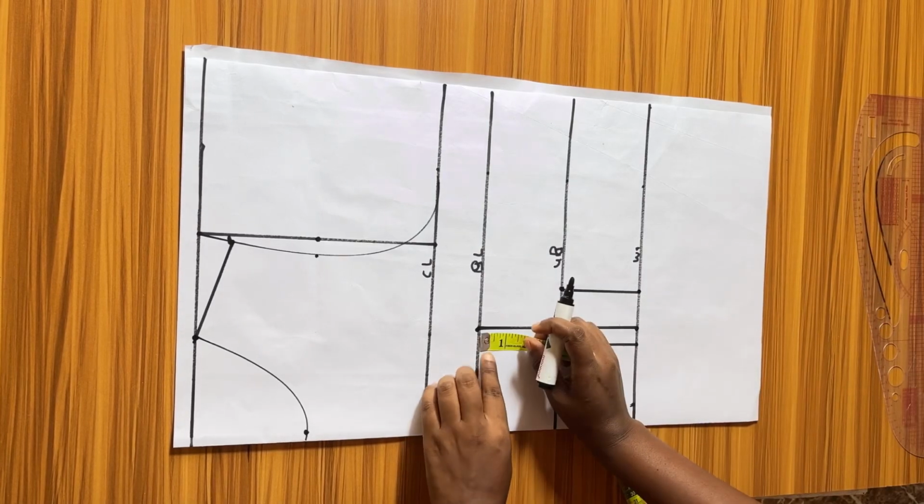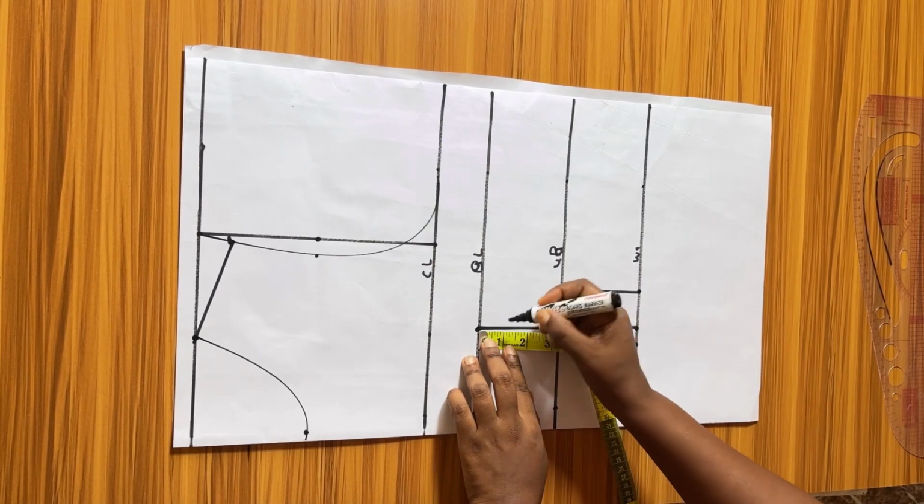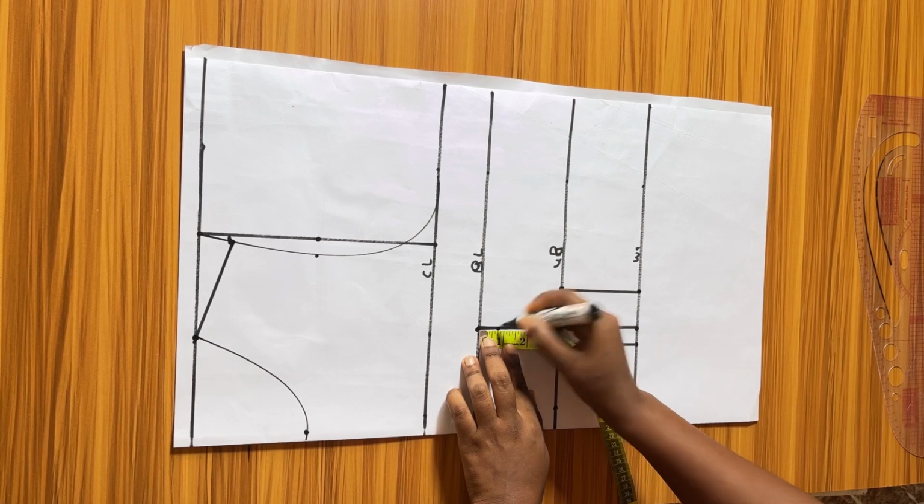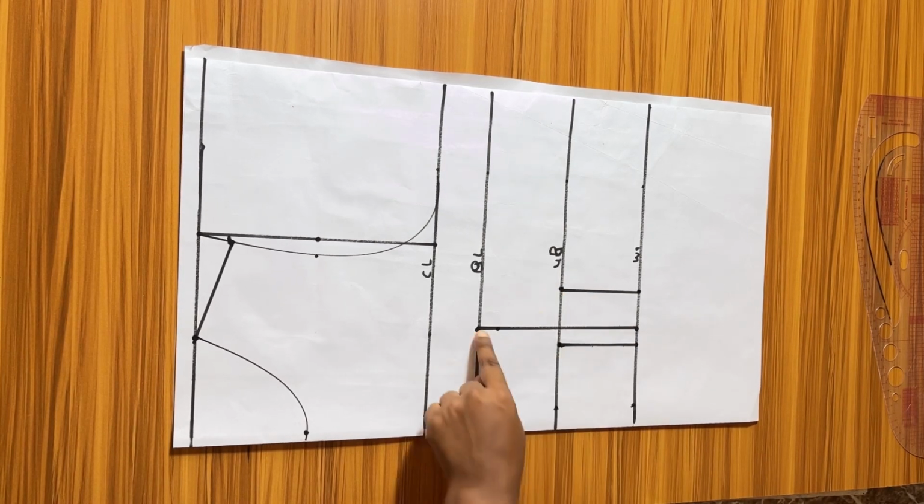So from the bust point, I'm going to come down by half inch, and from that half inch I will use my curve ruler to connect to the under bust, just like this.